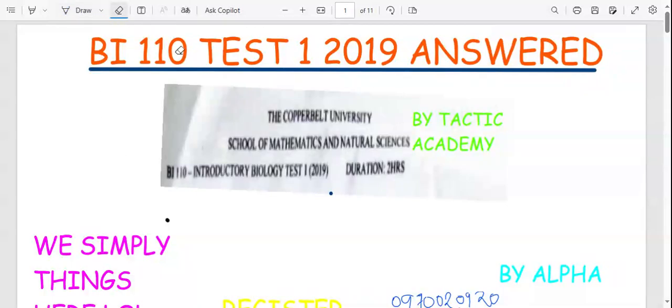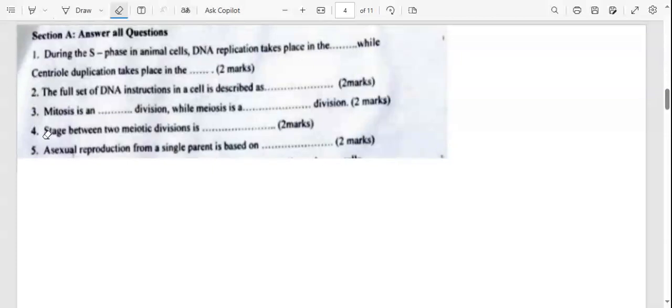So we continue answering the question paper. These are the questions and we'll answer them very fast where possible. Okay, so the first question says: during the S phase in animal cells, DNA replication takes place in the what, while centrosome duplication takes place in the what? We are being asked, during the S phase, which is the synthesis phase of what? DNA. So where does DNA replication take place, and where does centrosome duplication take place?